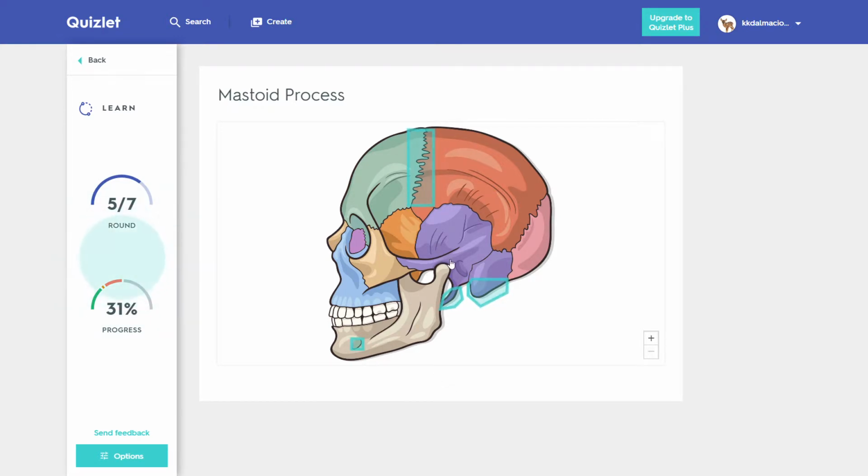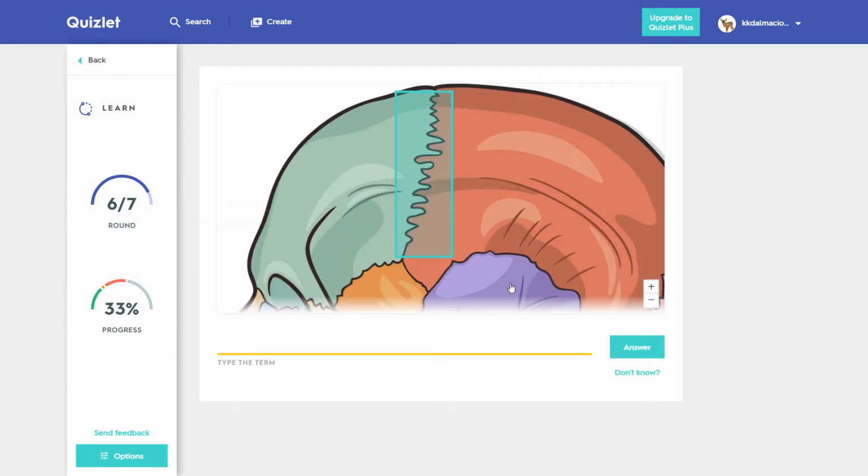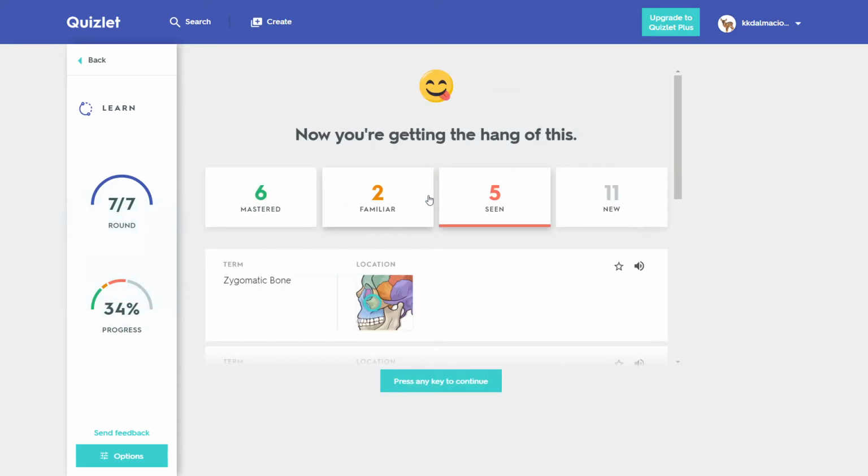Okay, the mastoid process. I think this is the one that's below the occipital bone. Could be wrong. Oh, that's right. So it's that point at the bottom of your skull. Okay, this is probably the coronal suture, the crown of the skull. Now you're getting the hang of this. Ooh, tasty.